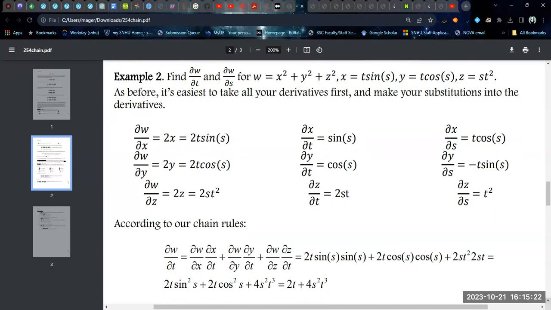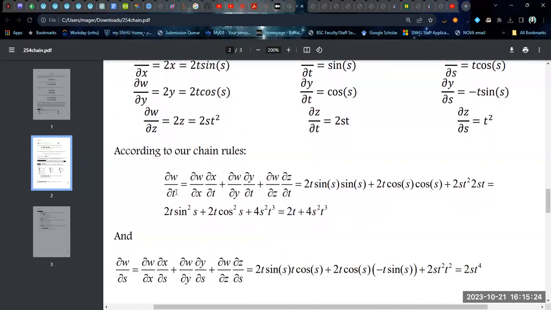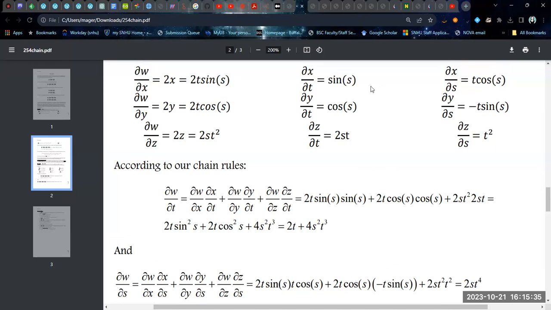And then I'm going to stick everything into my chain rule. For the partial derivative for t, I'm going to pick my 2t sine s times sine s, and then 2t cosine s times cosine s, and 2st squared times 2st. Notice the advantage of these tables is that you're multiplying across here. And for the s derivative, I'm going to multiply this one by that one, and this one by that one, and this one by that one. And so it's a little easier to stay organized.